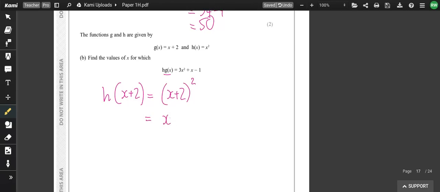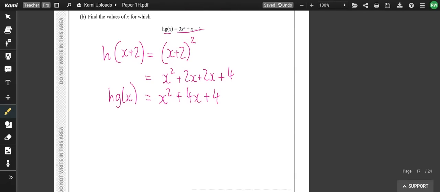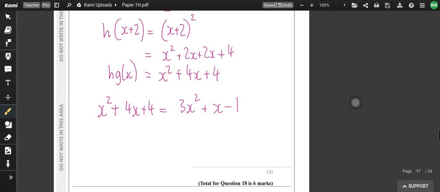That's equal to x squared plus 2x plus 2x plus 4, which is x squared plus 4x plus 4. So what the question's asking, this is h(g(x)). It wants to know for which values is that equal to 3x squared plus x minus 1. So we're going to put x squared plus 4x plus 4 equal to 3x squared plus x minus 1. We're going to solve this equation, so we're going to collect them all on the right-hand side.